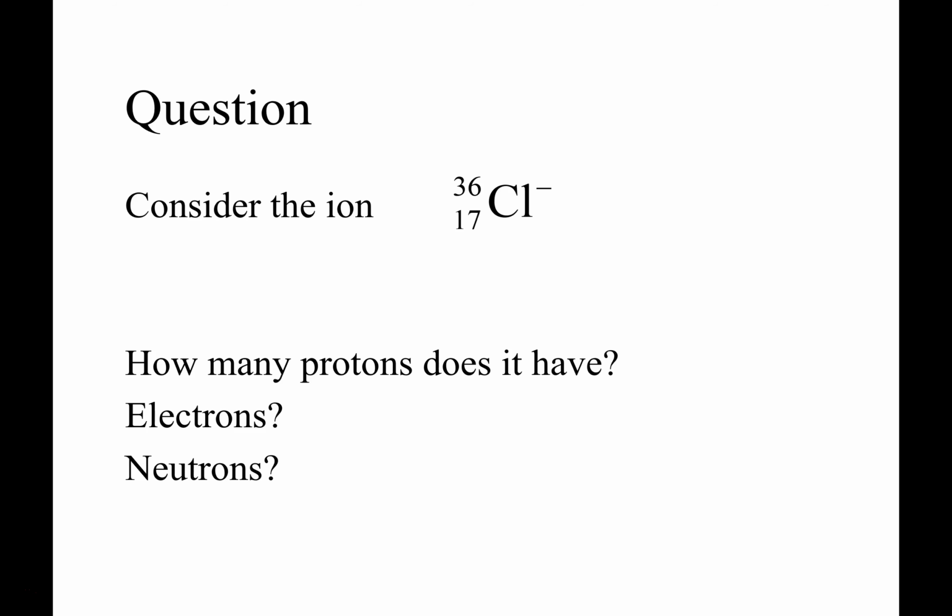So how about this one? This is chloride ion with a -1 charge. How many protons? 17. Perfect. How many electrons? 18. You got it. Neutrons? 19. Sometimes I do that in my calculator, but very good. Yep, you got it. Just building on something else we talked about. Perfect.